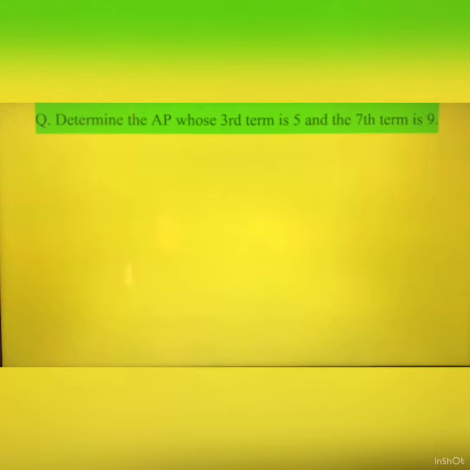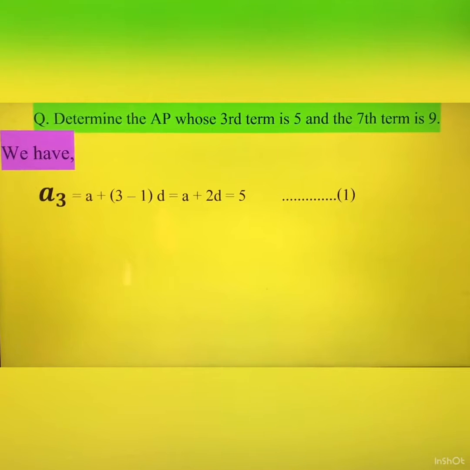Let us understand with an example. Determine the AP whose third term is 5 and the seventh term is 9. So how can you solve it? Third term is 5 and seventh term is 9. So we can say that A3 equals A plus 3 minus 1, because for the third term n is 3. A3 equals A plus 3 minus 1 into D, where A is the first term and D is the common difference. Then you will get A plus 2D equal to 5.